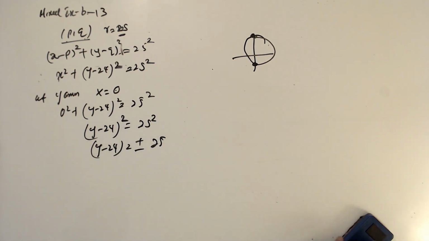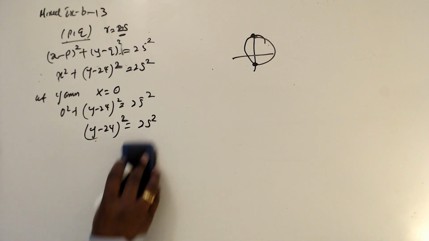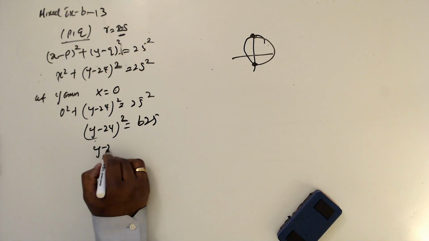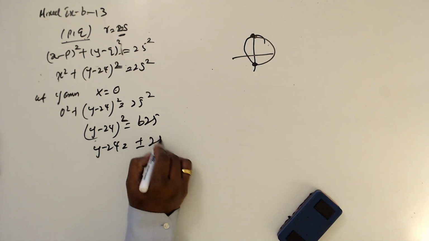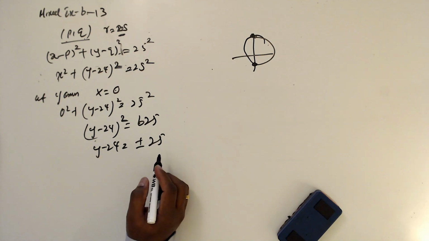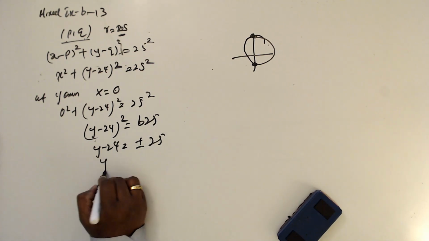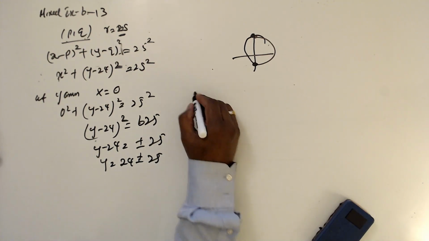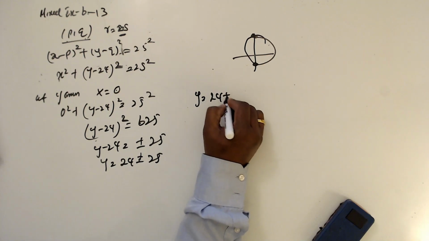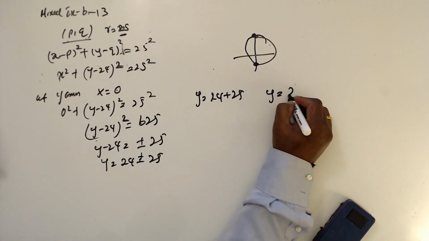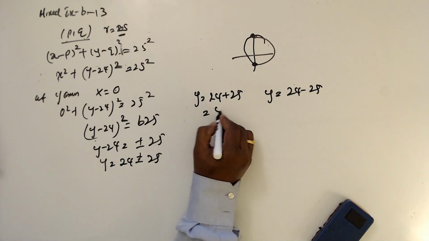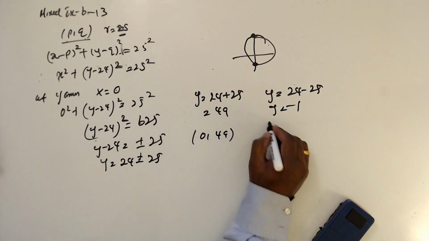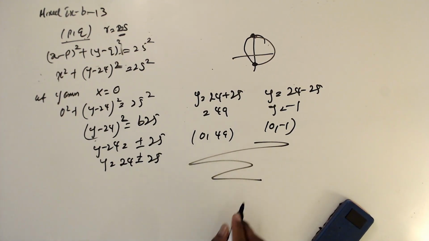If you are not sure, you can do it like this. Take this as 625. Now you will feel that when I square root this, it equals plus or minus 25. So then y equals 24 plus or minus 25. Now we have two answers: y equals 24 plus 25 and y equals 24 minus 25. So this is 49 and this is going to be minus 1. So 0, 49 and 0, minus 1 is the answer.